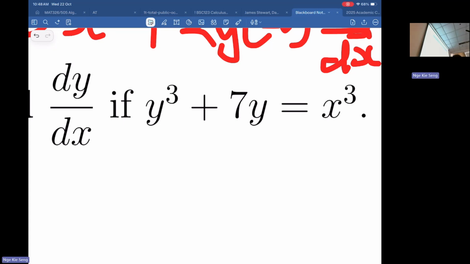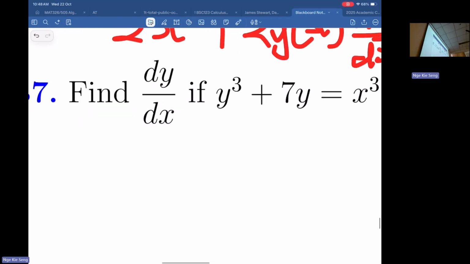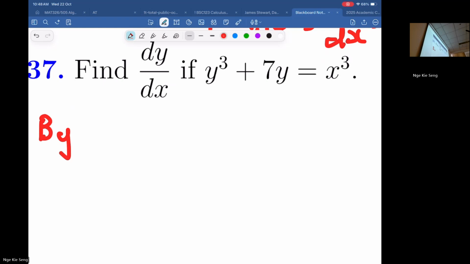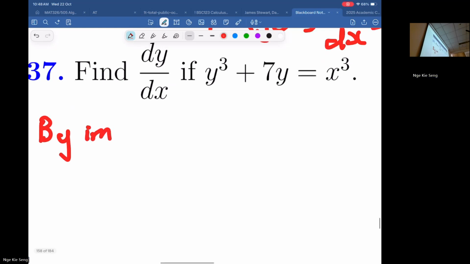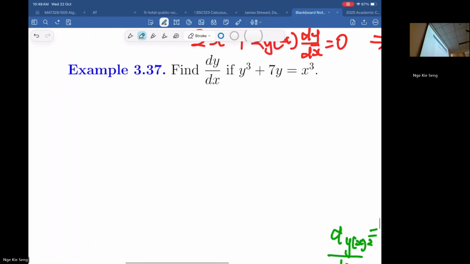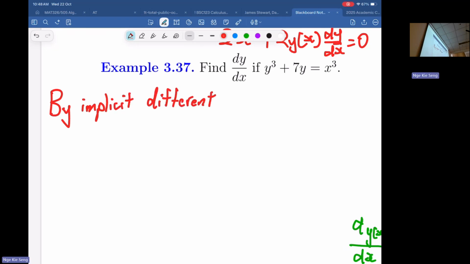Should we try together? There's no function here, right? So we try to see if implicit differentiation will work here. What we can do is differentiate both sides with respect to x.